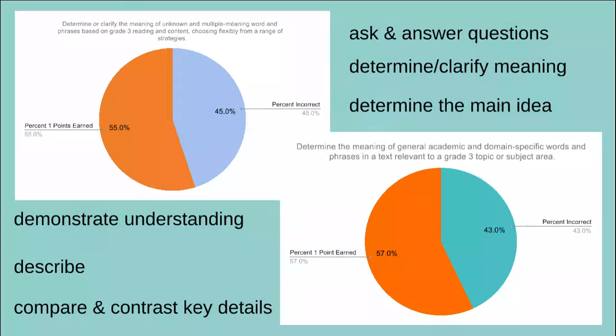If you look at these 2 pie graphs, you'll see that in 2 different content statement areas regarding word meaning, there were a little over half of students earning 1 point in these areas. The percent incorrect in these areas are at 45 and 43%. And that will be my area of focus today as we look at how reading informational text is tied to understanding word meaning and how we can help students achieve higher scores in these areas.